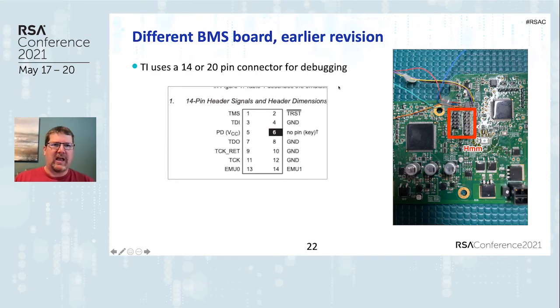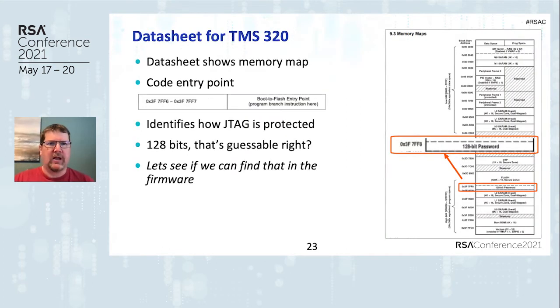But one of the things I found was, on an earlier BMS that I purchased, there was a header that perfectly mirrored the debugging connector used by Texas Instruments for the TMS 320. That was interesting. I wondered if I could actually connect JTAG and do anything. The other thing I did was download the data sheet for the TMS 320 and identify how JTAG was protected. TI uses something called a code security password. It's a 128-bit password, so not really easily guessable, but let's see if we could find it in the firmware.